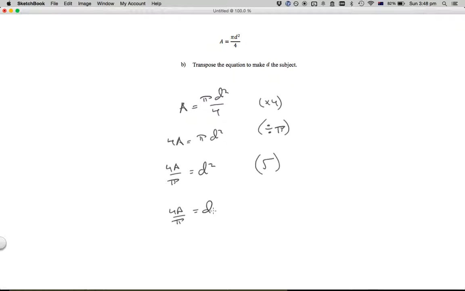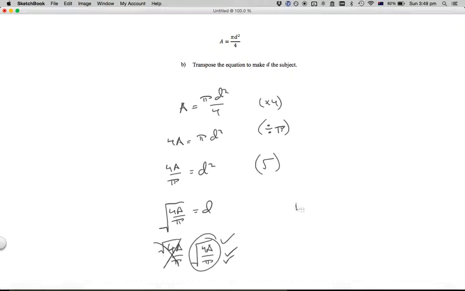Okay, so this is where the key mistake came. There were two things that people wrote. They either wrote this or this. What's the difference? Well, in one case, we're only square rooting the top, and in the other case, we're square rooting the whole side. Which one's correct? This one is correct. This one is incorrect. So we need to be square rooting the whole side.